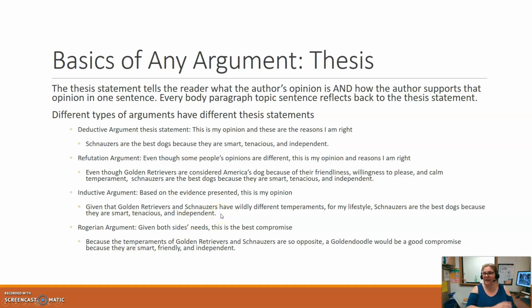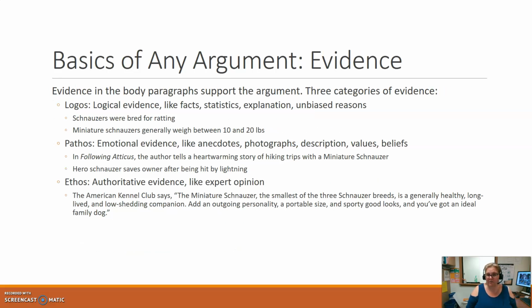All right, so I'm looking at another side. There's a different side. Somebody else in the world thinks that golden retrievers are the best dogs, right? And the reason is because they have very different temperaments, right? And then making the argument that for me, schnauzers are the best dogs because of their smart, tenacious, and independent, right? So that's what an inductive argument thesis looks like. All right, it's looking at based on this evidence that's been presented. This is my opinion.